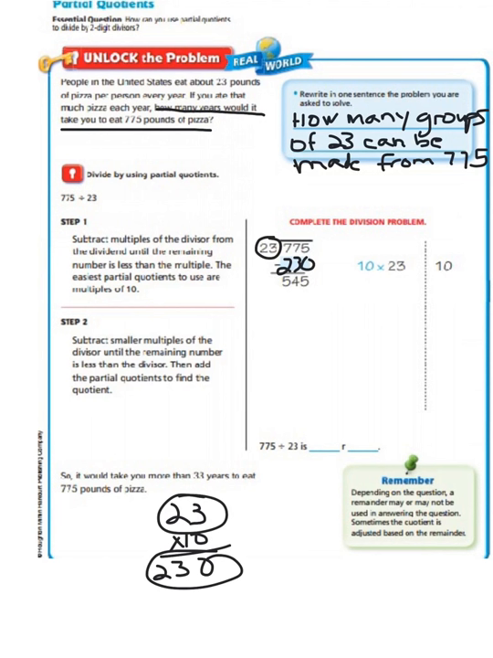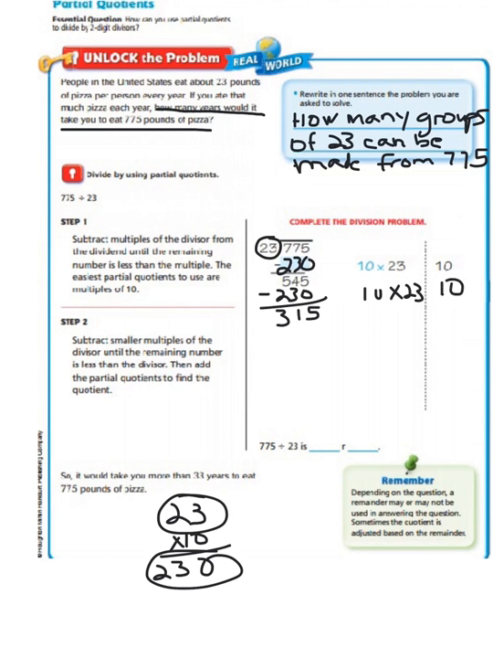So if we look at step 2, it says to subtract smaller multiples of the divisor until the remaining number is less than the divisor. Then add the partial quotients to find the quotient. So we are going to keep subtracting 230. 5 minus 0 is 5. 4 minus 3 is 1. 5 minus 2 is 3. So that is another 10 times 23, or 10.